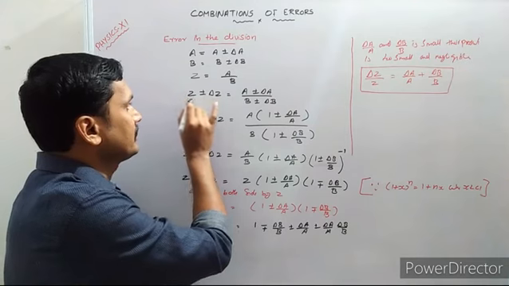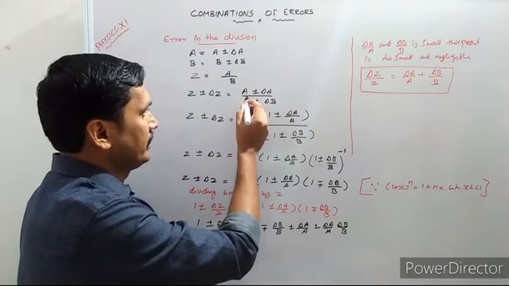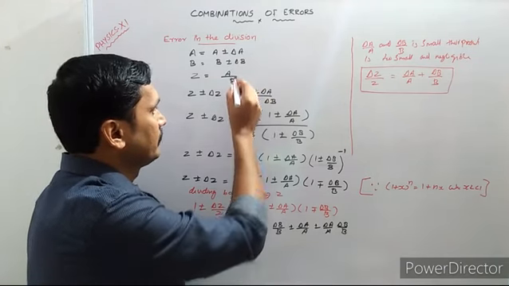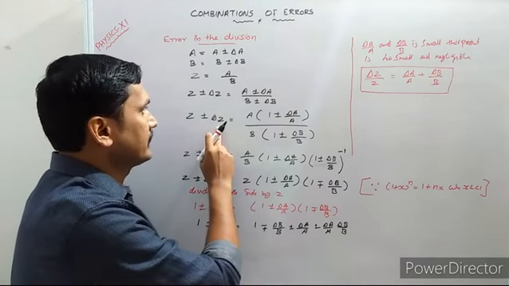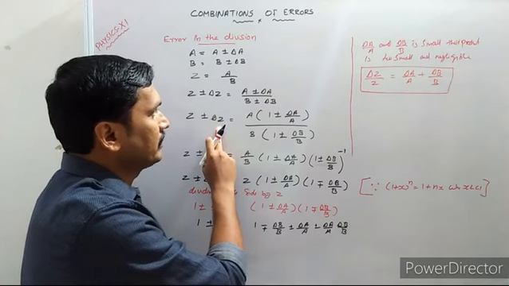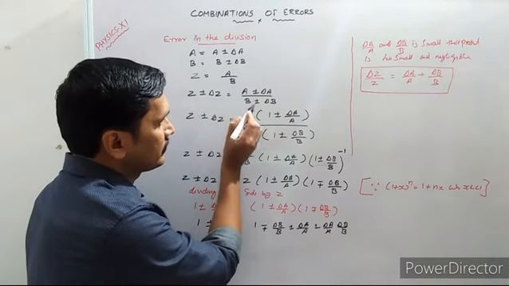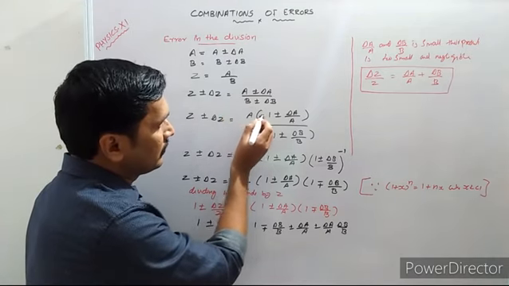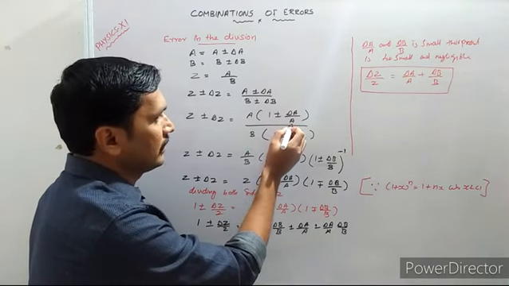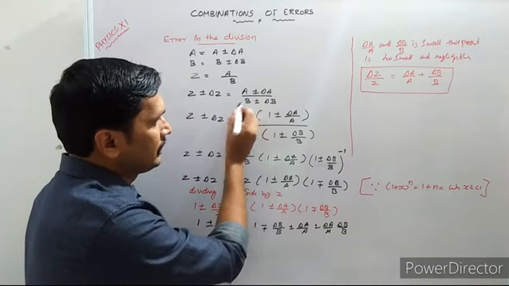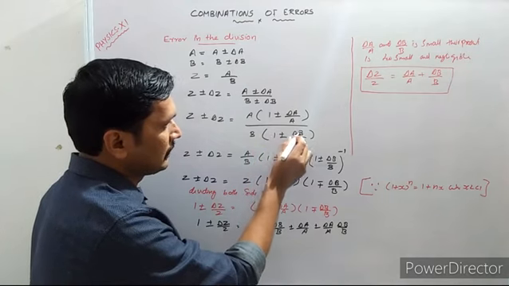So we can write z plus or minus delta z is equal to a plus or minus delta a over b plus or minus delta b. So z plus or minus delta z is equal to, we are making a rearrangement. From here we are taking a outside of this bracket. Once you are taking a outside, here 1 plus or minus delta a by a. From here we are taking b outside of the bracket, so we can write b into 1 plus or minus delta b by b.